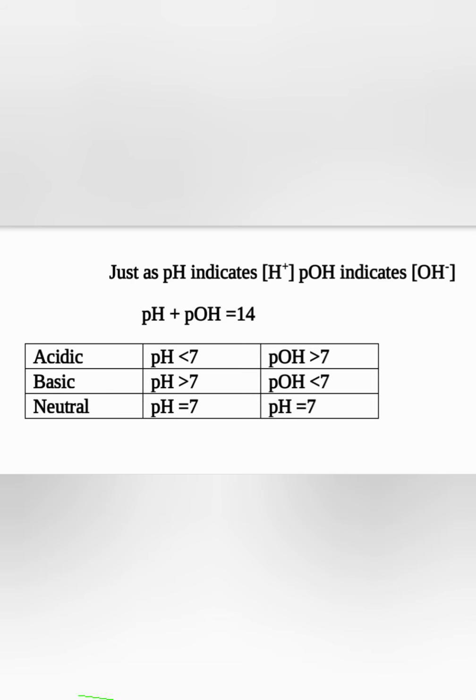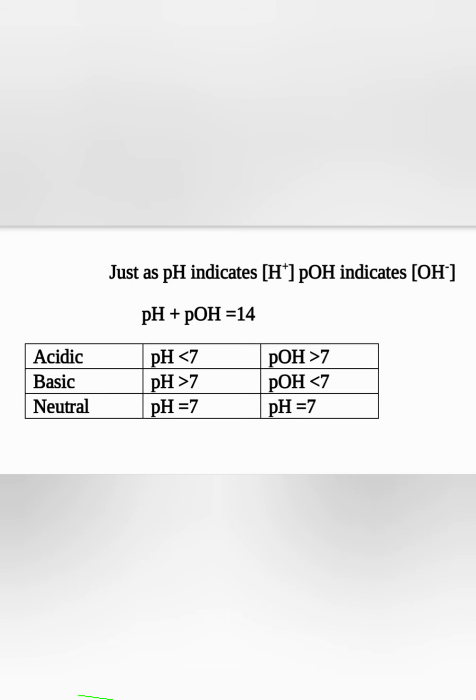And you can see the table: if pH is smaller than 7, then the solution is acidic. For an acidic solution, pOH will be greater than 7. Is it clear? Similarly, for a basic solution, pH will be greater than 7, but pOH will be smaller than 7. For a neutral solution, pH and pOH will both be equal to 7. In this column, it's written as pH again, it's a mistake. pOH is equal to 7.